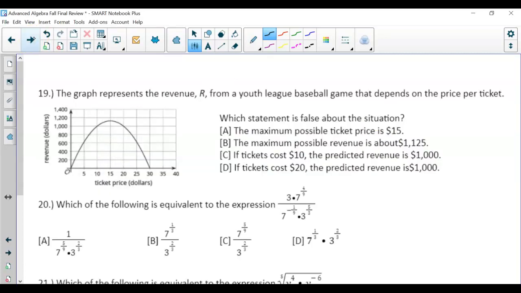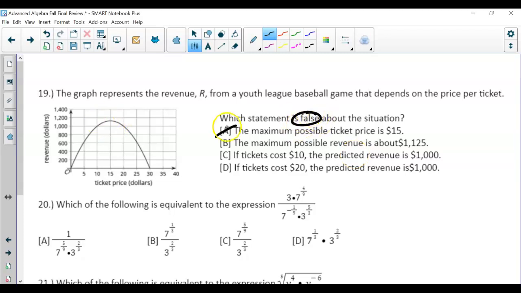So number 19, which statement is false about this situation in regards to revenue R? So here, the maximum possible ticket price is $15. Well, no, because we could go to $30. So here, the maximum is not A. The possible revenue is $1,125. Or, oh, well, hold on.